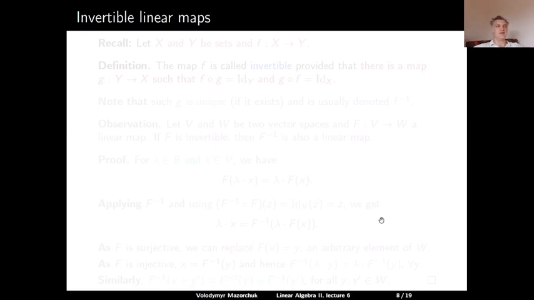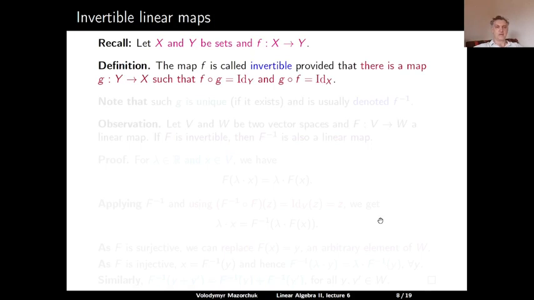Let's recall what an invertible map is. Let X and Y be sets and F a map from X to Y. The map F is called invertible provided that there is a map G from Y to X such that the composition of F and G is equal to the identity map on Y, and the composition of G and F is equal to the identity map on X. If such G exists, it is unique, and it is called the inverse of F and is usually denoted as follows: F to the power minus 1.